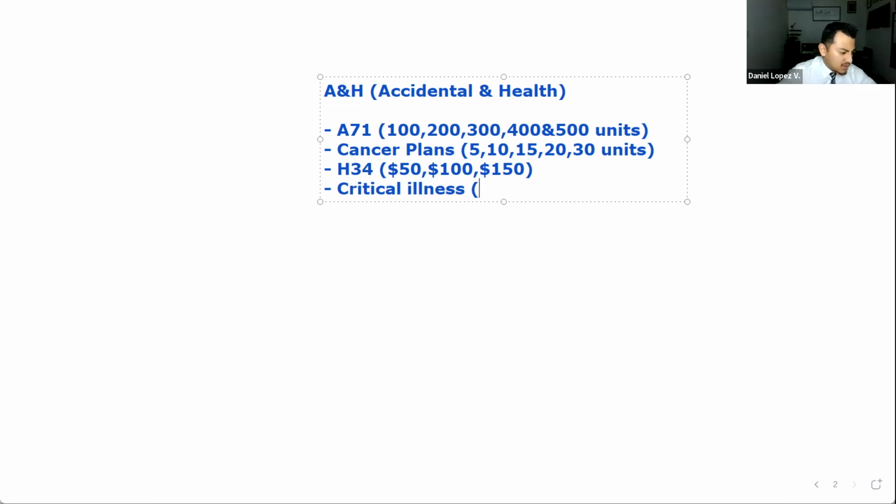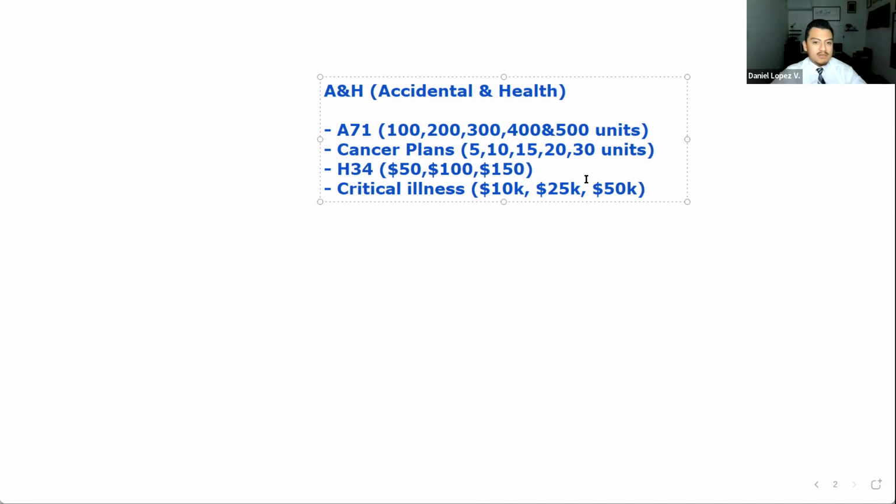And the critical illness, the units are 100,000, 25,000, 50,000. You guys are gonna like the critical illness. I love the critical illness. I have a critical illness plan.